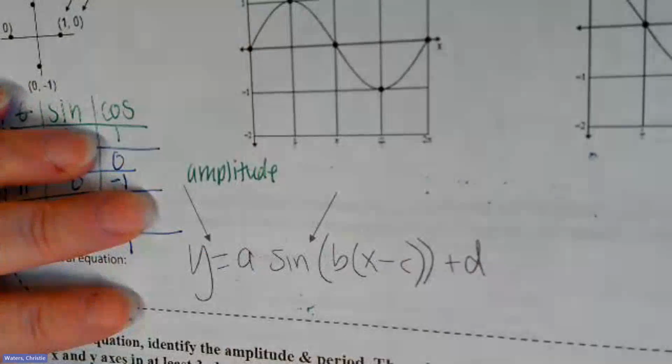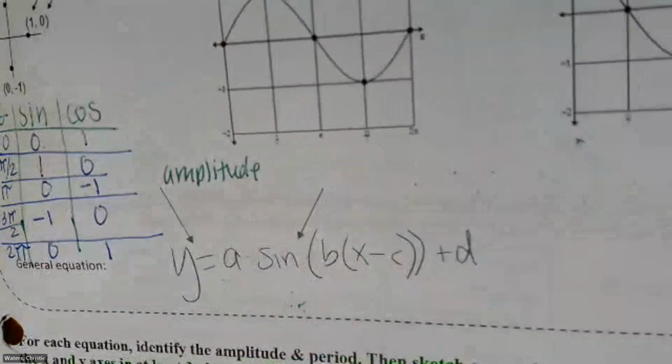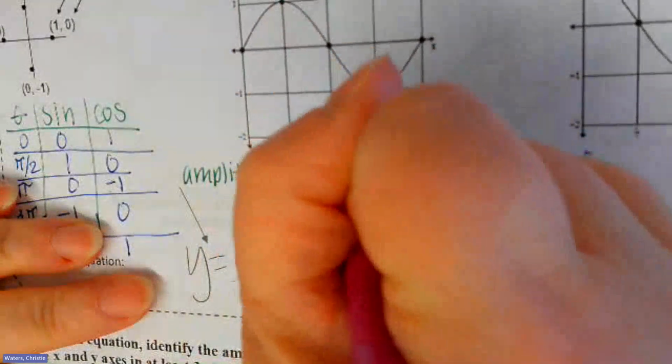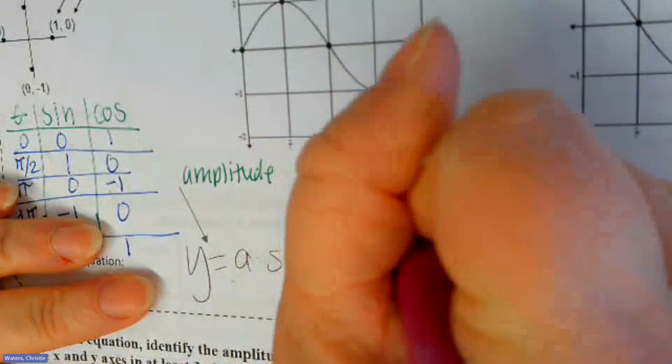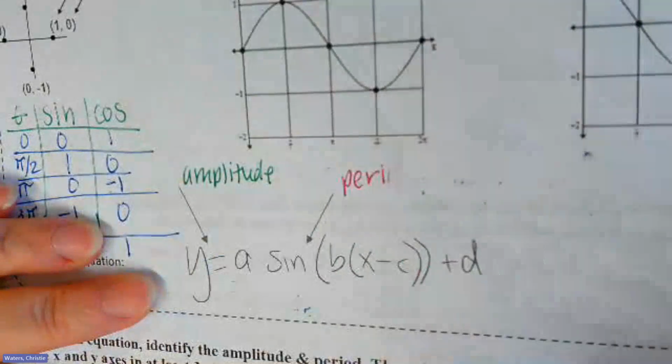of the graph. And we learned about amplitude in the last lesson. B is the period of the graph. We also learned about period last lesson. So that's the length of one cycle.